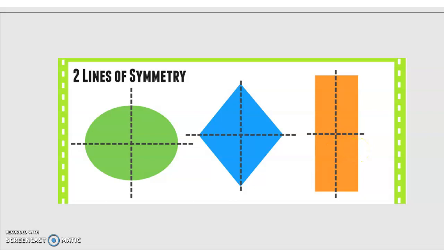So I want you to pause the video now and have a think, are there any other shapes other than the ones you can see on the screen that have more than one line of symmetry? Have a think about it for a second.